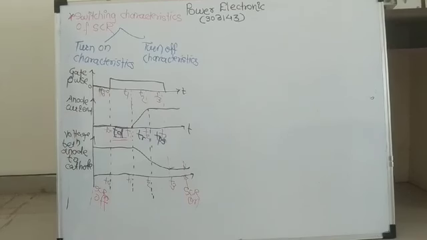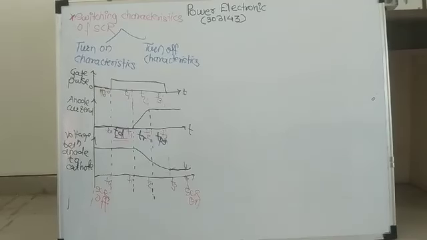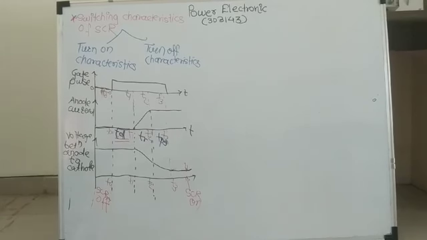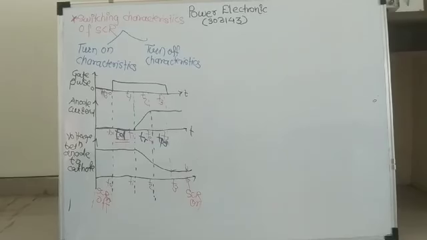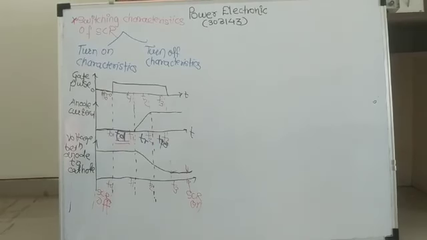Now I will explain one by one. First of all, see here, SCR is turned on by applying the gate pulse. This is the basic thing. To turn on the SCR, gate pulse is necessary, because in the previous lecture we learned the turn on methods, and applying a gate pulse, that means gate triggering, is the most significant or practically used method to turn on the SCR. Hence it is very necessary that we apply the gate pulse to turn on the SCR.